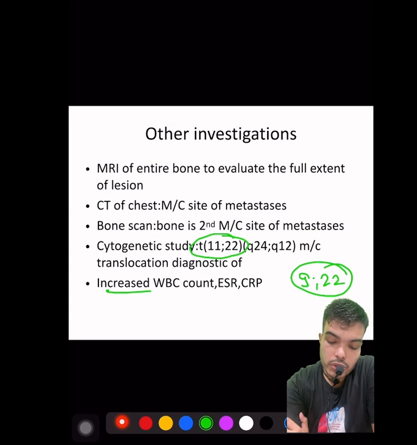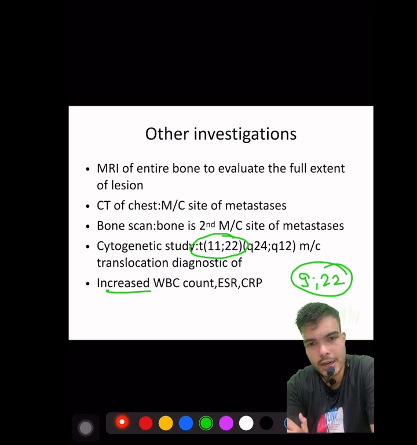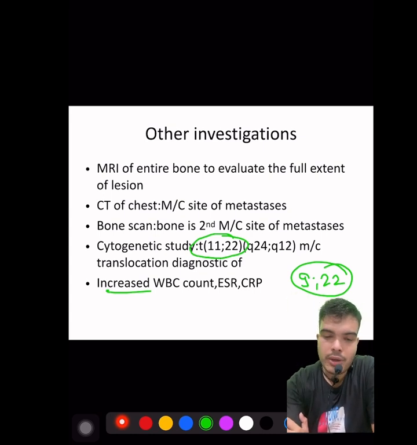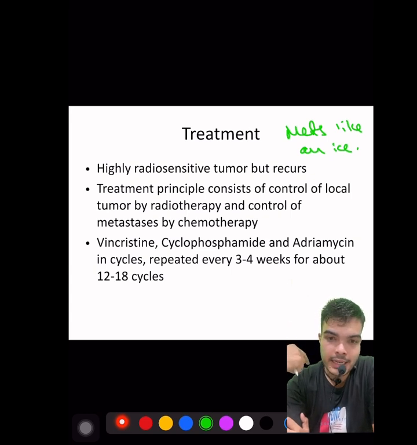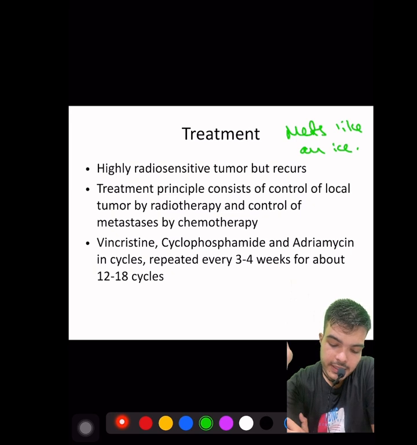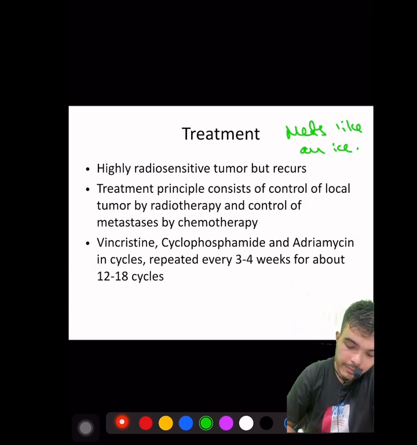Treatment principles consist of control of local tumor by radiotherapy and control of metastasis by chemotherapy. So it's radio and chemo. Can you tell me another tumor where we go for radio plus chemo? Yes, CA larynx, CA hypopharynx, correlating with your ENT. Vincristine, cyclophosphamide, and adriamycin in cycles repeated every 3 to 4 weeks for about 12 to 18 cycles. It's okay if you just remember the names, vincristine and cyclophosphamide, two very, very important drugs.